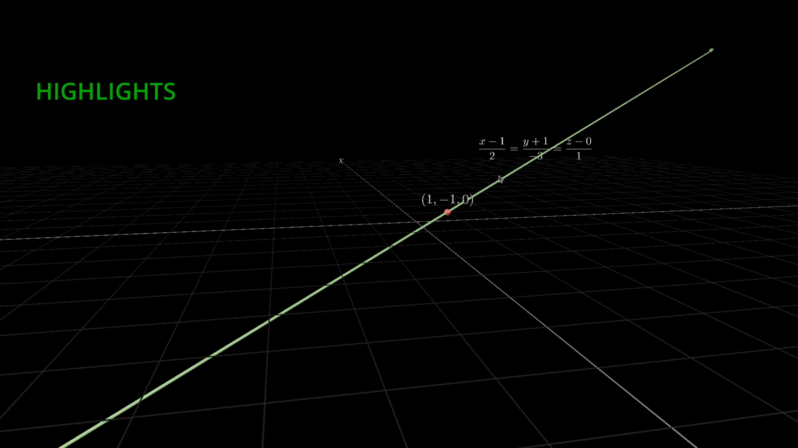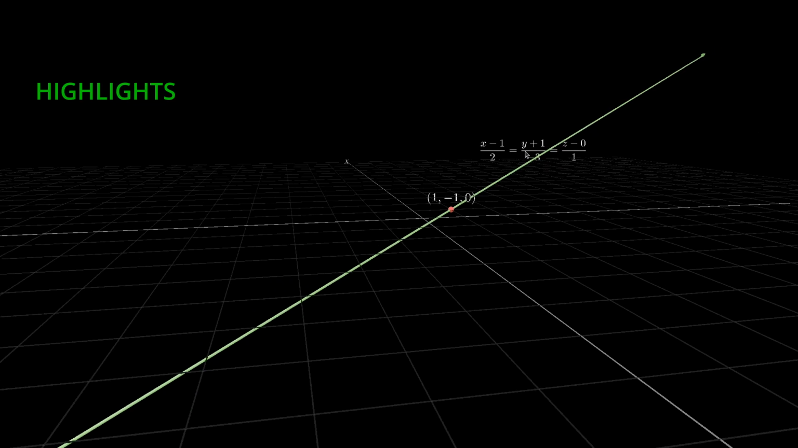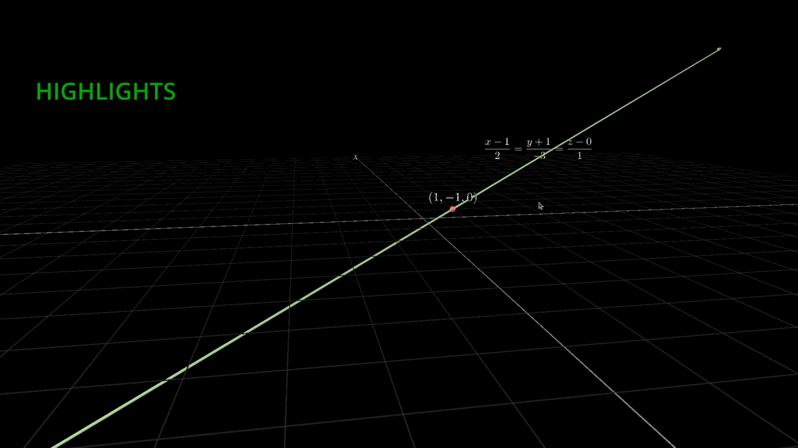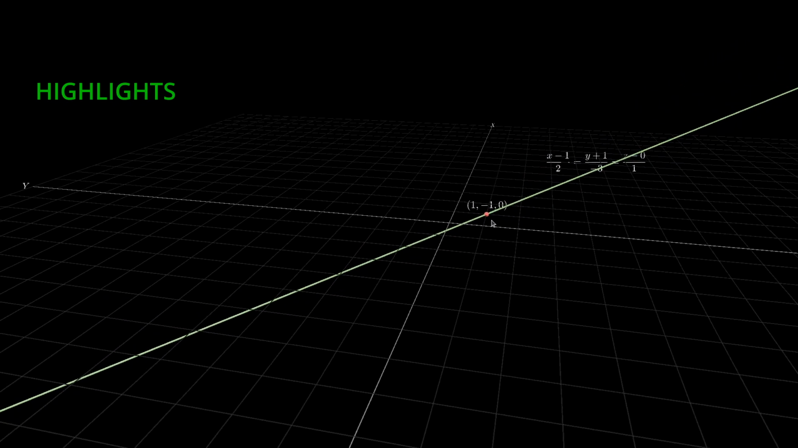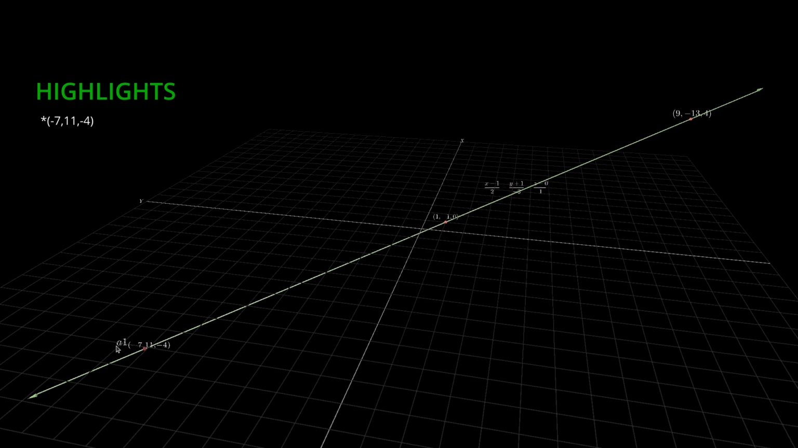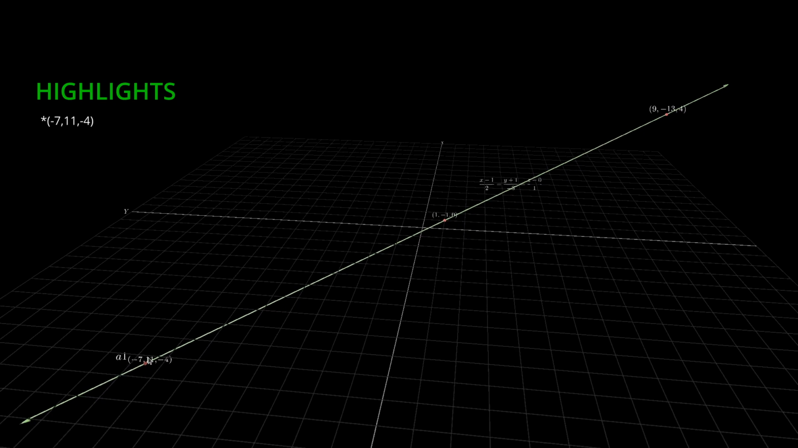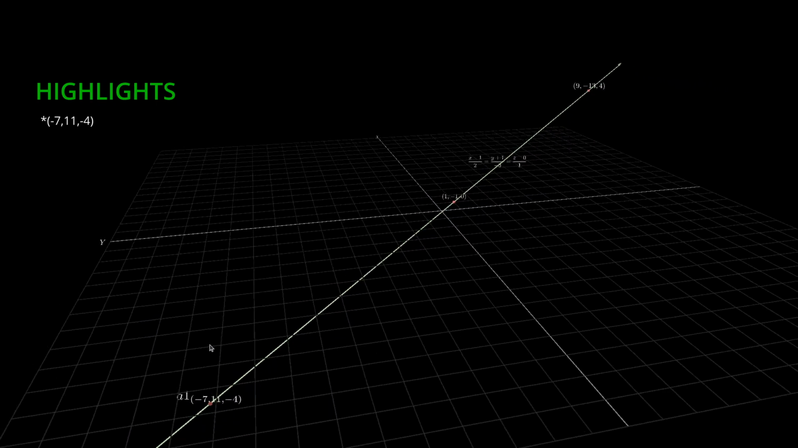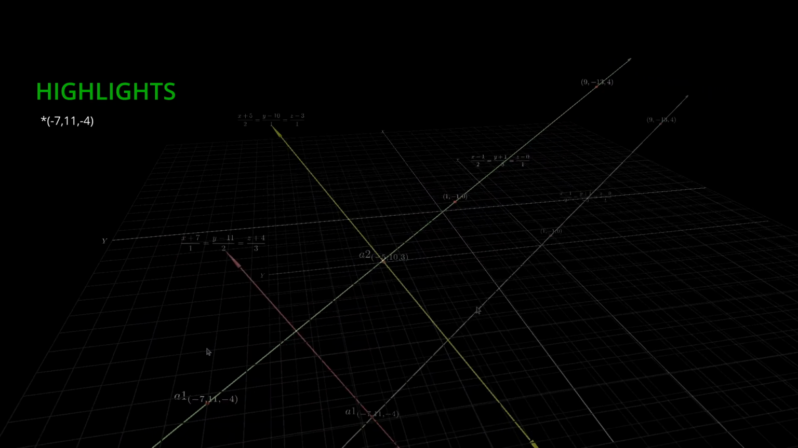We got the line here, the given line, (x minus 1)/2 = (y plus 1)/(minus 3) = (z minus 0)/1. That is our given line here. And the point (7, 11, minus 4). This is our interested point. We are interested in this point, (7, 11, minus 4).